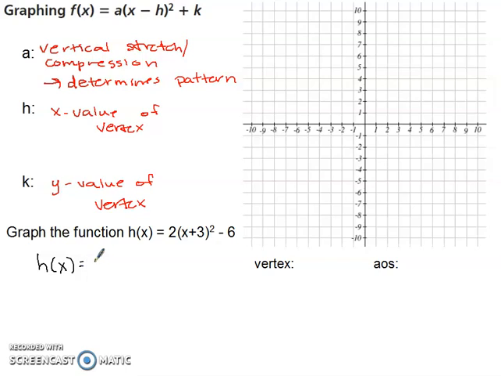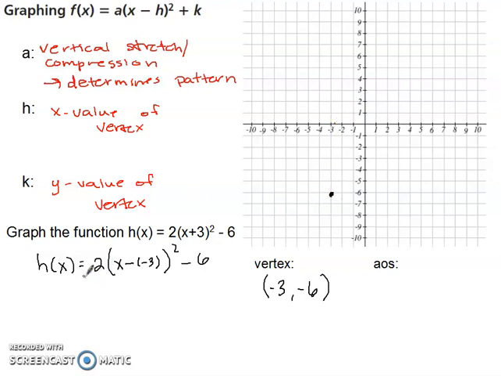So h of x is equal to 2 multiplied by x. And then I have minus h, so minus, and then we would be subtracting a negative 3 to get a positive 3 inside those parentheses, which means that my vertex is negative 3 for x and negative 6 for y. So I'm going to start by putting that on my graph, negative 3, negative 6.